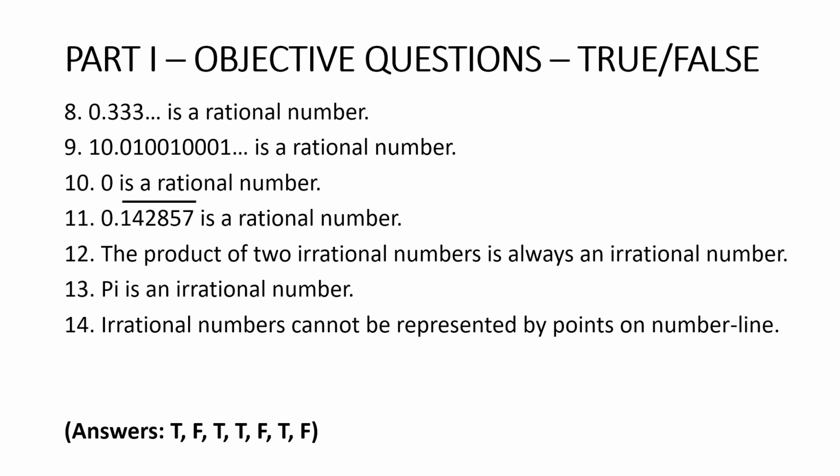Next one, the product of two irrational numbers is always an irrational number. This is false. Why? Because suppose you take root 2, it is irrational. Again you take root 2. So the product of root 2 and root 2 is 2, which is a rational number. So the product of two irrational numbers may or may not be an irrational number. Pi is an irrational number. This is true.